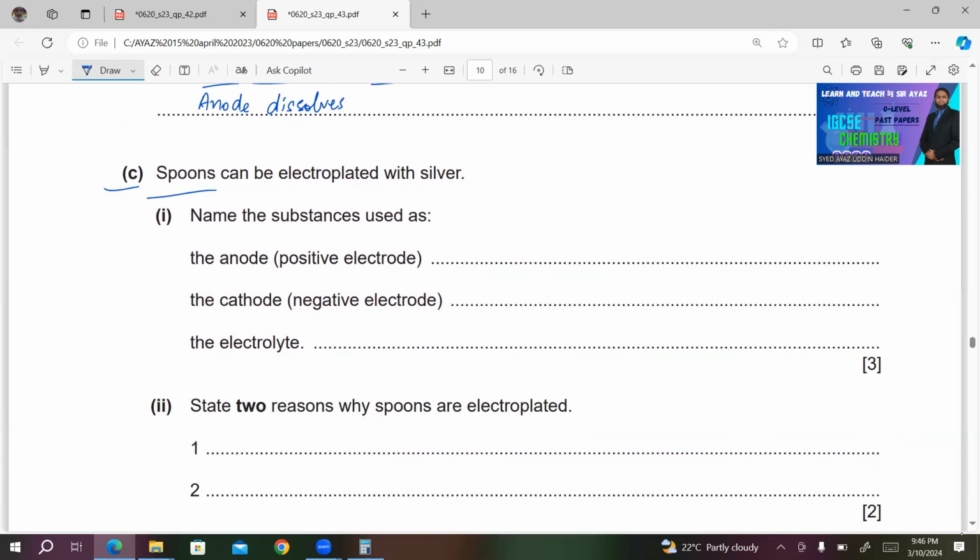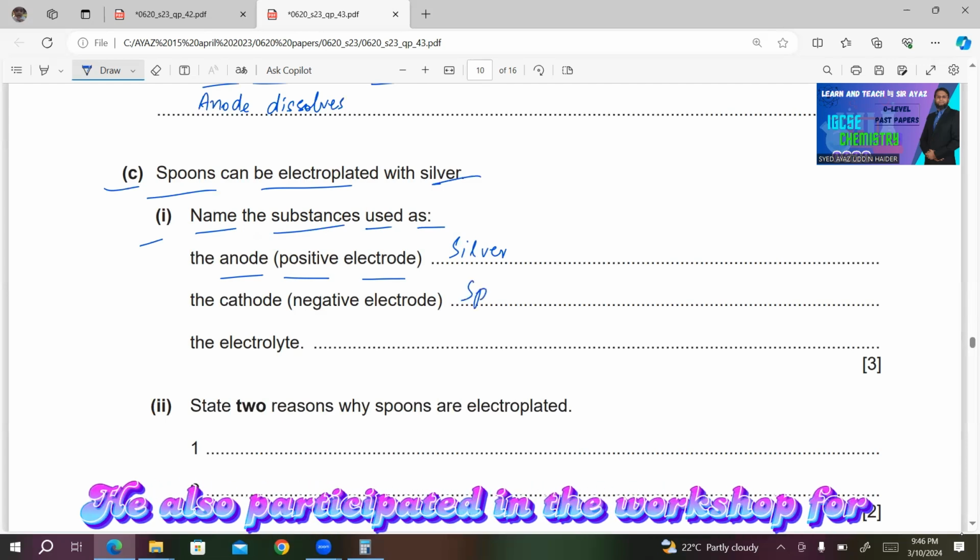C. Spoons can be electroplated with silver. Number 1, name the substances used as the anode, that is positive electrode here. So we need to electroplate spoon with silver. So anode should be of silver and cathode should be of spoon. Spoon should be made cathode.